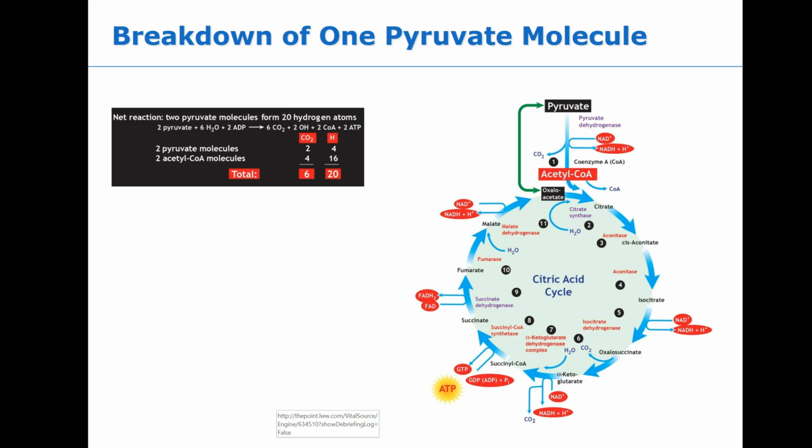So this is what one breakdown of one pyruvate molecule looks like. You will not have to know all these different small little steps in the introduction of the aconitase and the isocitrate, and I don't even know if I'm pronouncing a lot of these correctly. What I want you to understand, this breakdown of one pyruvate molecule produces 2 pyruvates, 2 acetyl-CoA molecules, and 2 ATP.